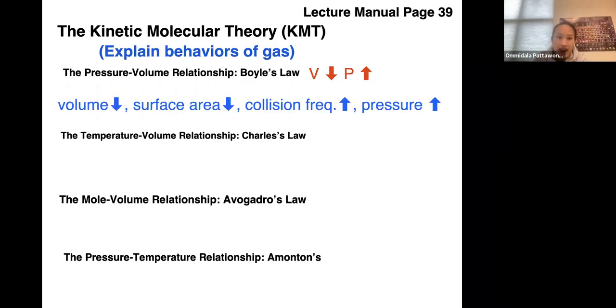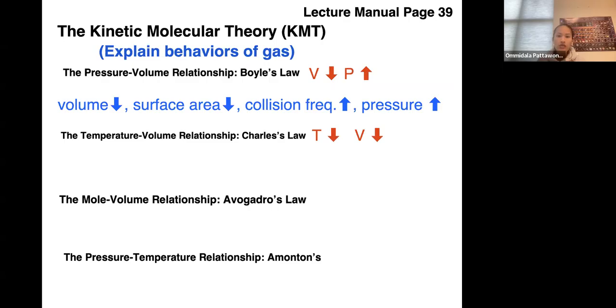The reason for that is that as the volume decreases, it shrinks the size of the container. Again, the volume in this case is the volume of the container. So as the volume of the container decreases, it decreases the surface area as well. That means the molecules inside of that container are going to collide with the wall of the container more frequently. Therefore, the more frequent collisions are going to cause the pressure to increase.